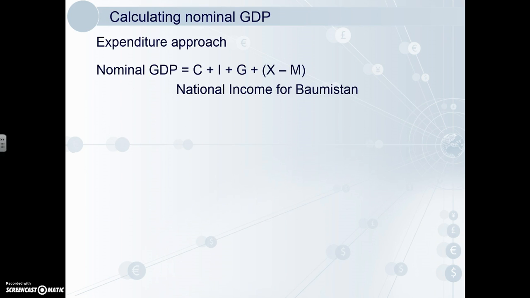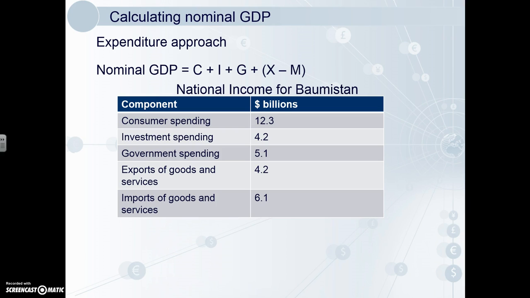Firstly, we have to know how to calculate nominal GDP from a set of data. The key here is to remember the equation for GDP. GDP equals C plus I plus G plus X minus N. As this is already firmly entrenched in your brain, you shouldn't have any trouble working out nominal GDP from this data. So we'll look at the national income for Burma-Stan, and we'll see consumer spending of 12.3 billion plus investment spending of 4.2 billion plus government spending of 5.1 billion plus exports of goods and services of 4.2 billion minus imports of goods and services of 6.1 billion.